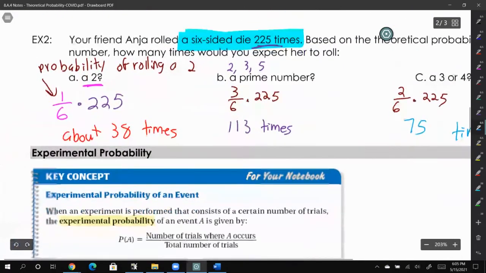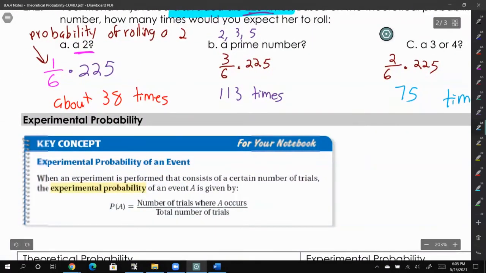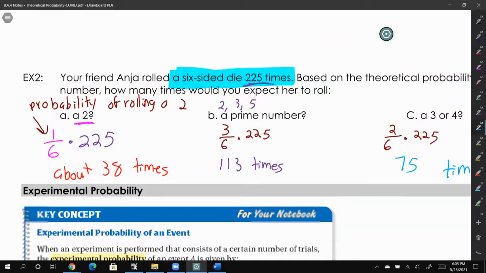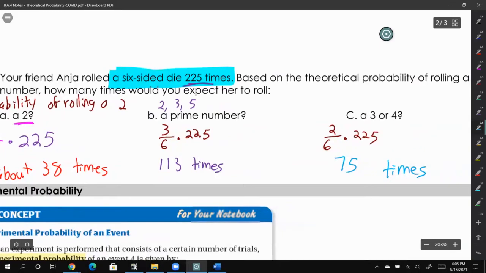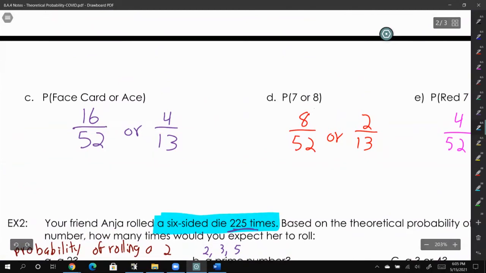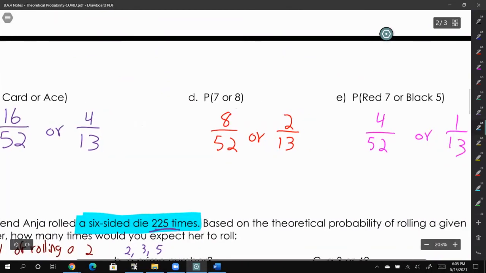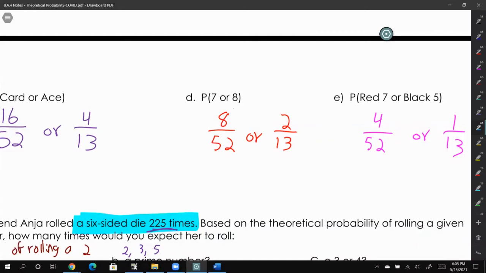Looking at the next section here, experimental probability, that is what we would actually see happen. So we just said, okay, based on these 225 rolls, we expect these results to happen: the 38 times, the 113 times, and the 75 times, based on the theoretical probability. And up here, you can say the same thing. Your probability of pulling a 7 or 8 is 8 out of 52. But if we were to draw 52 cards, we may not get 8 successes.